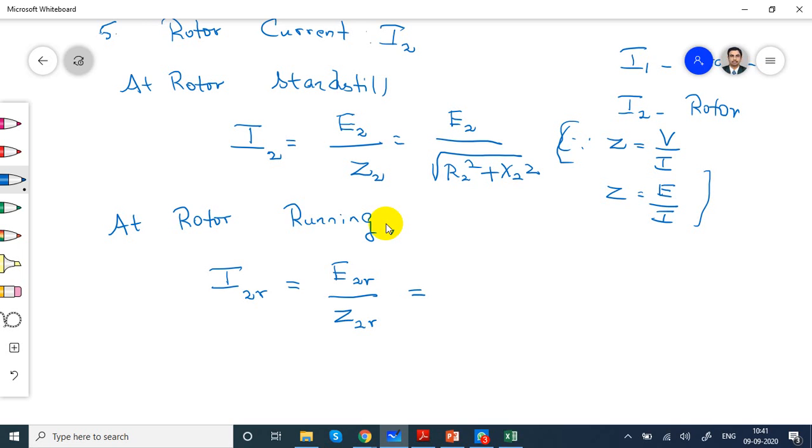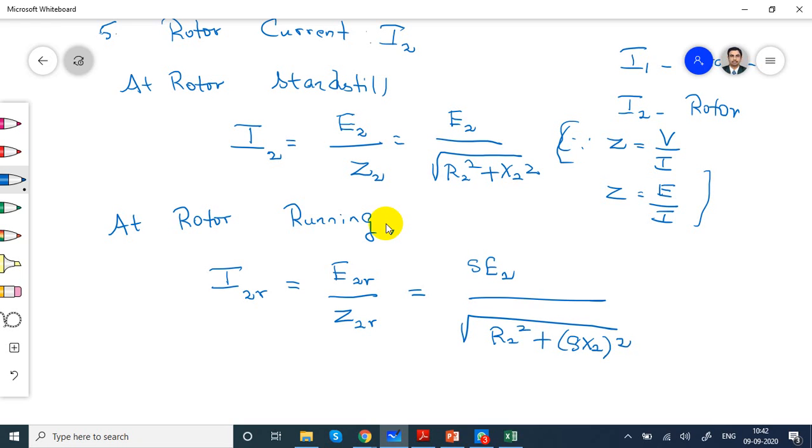Anirudh. Bharat. Bharat is there. E2R equals S into E2, divided by square root of R2 square plus S into X2 square. Okay, S into X2 square.